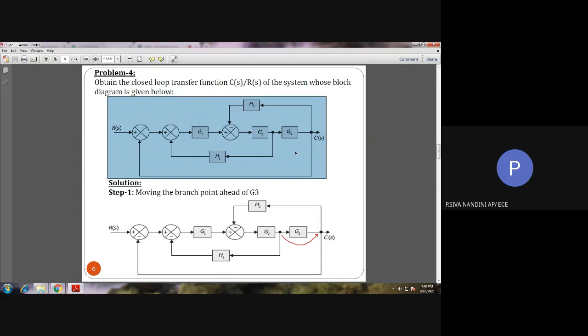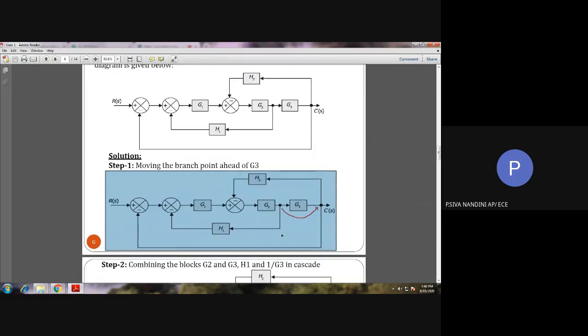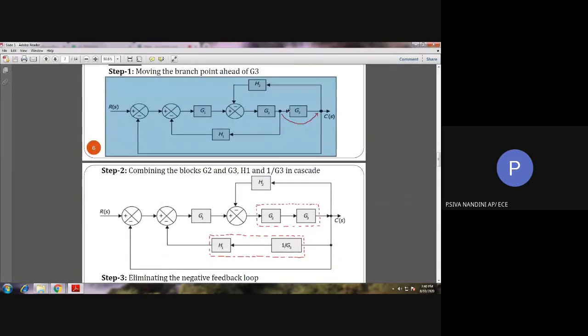No. Then whether there is any possibility of moving the summing point before or after the block. No. Then we can check whether there is any possibility to reduce the block diagram by moving the branch point. If you see, here if we move this branch point after the block G3, then we'll be able to obtain a negative feedback loop.